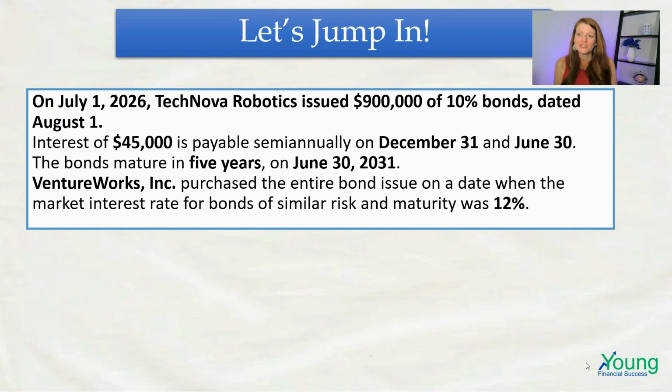On July 1st, 2026, TechNova Robotics issued $900,000 of 10% bonds dated August 1st. So in other words, they probably issued 900 separate bonds, and it could go to 900 separate investors, or one company, which is what's going to happen here, could buy all of the bonds.